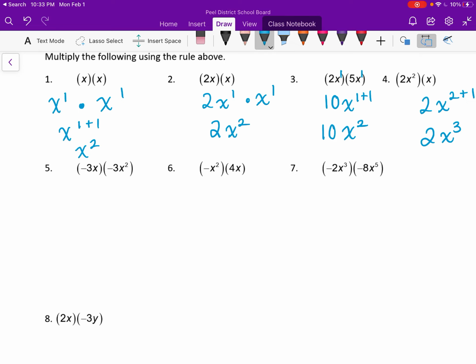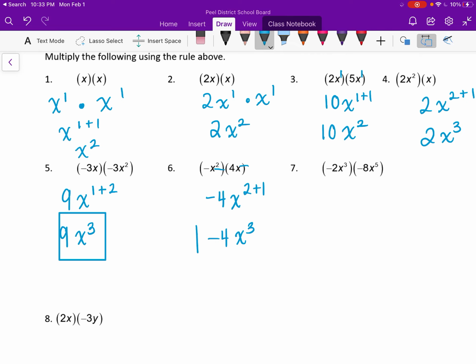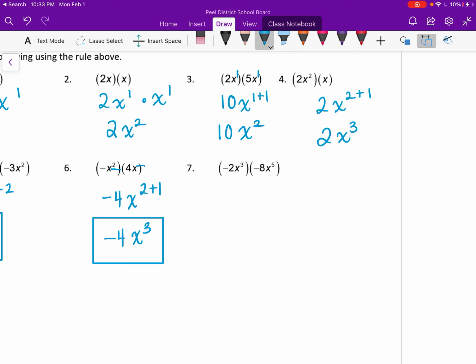Okay, so welcome back. You're going to do -3 times -3, which is going to give me +9. X to the power of 1 times x to the power of 2. So I'm left with 9x cubed. Okay, and then here I have -1 times 4, so I'm going to make that a -4. And if I take the variable, I have x to the power of 2 and x to the power of 1, so 2 plus 1, -4x cubed.